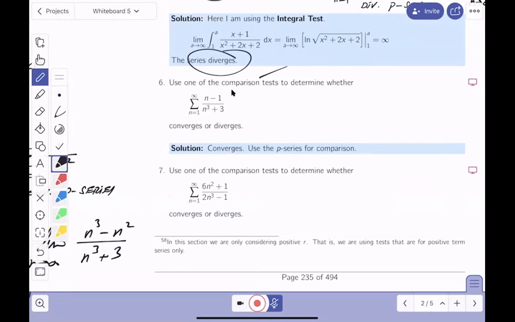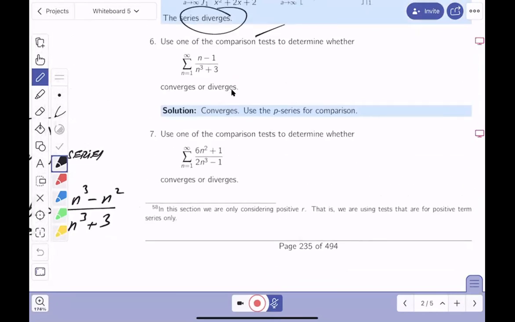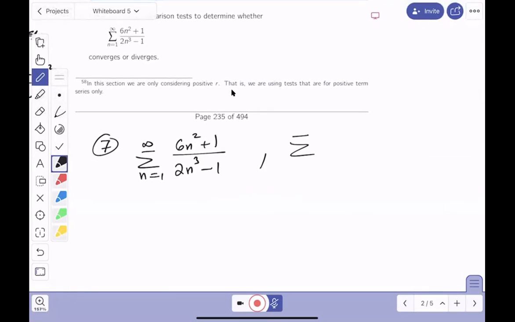All right. So use one of the comparison tests over here. Again, I'm going to use LCT. I think I just did number 6, right? Yeah. Let me go to number 7. So number 7, this is the sum from n equals 1 to infinity of (6n squared plus 1) over (2n cubed minus 1). Sorry, I said 6n cubed, I meant n squared. Looking at it, it compares with 1 over n.